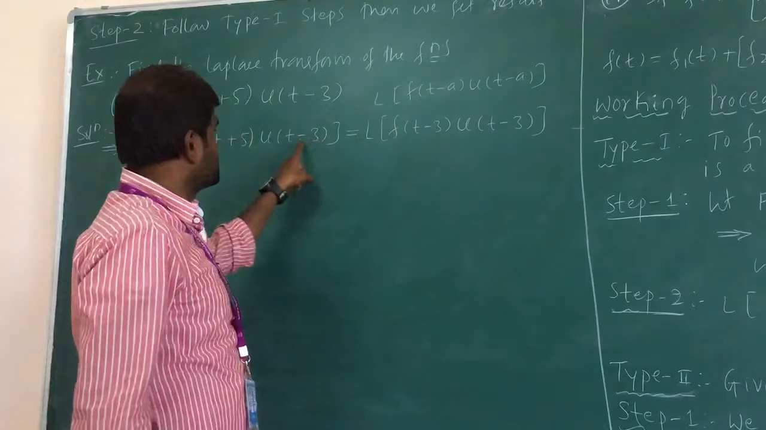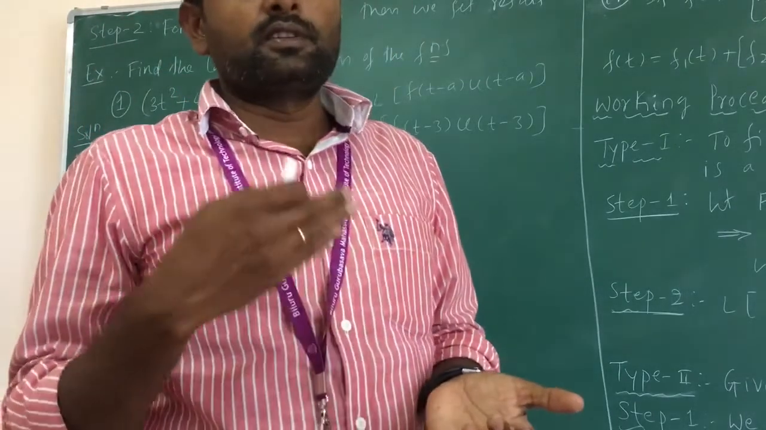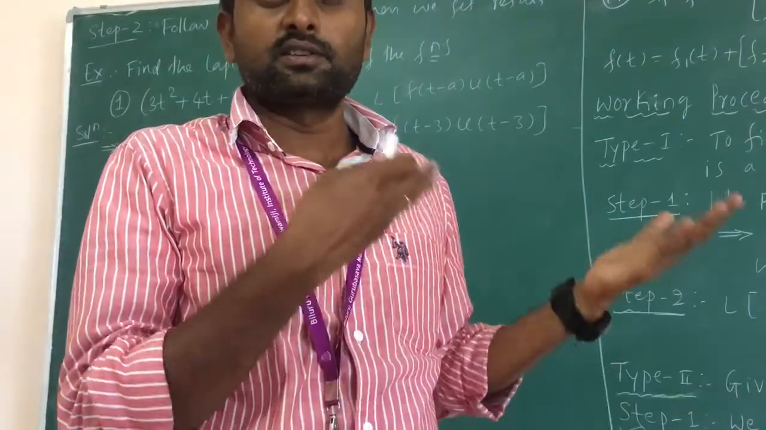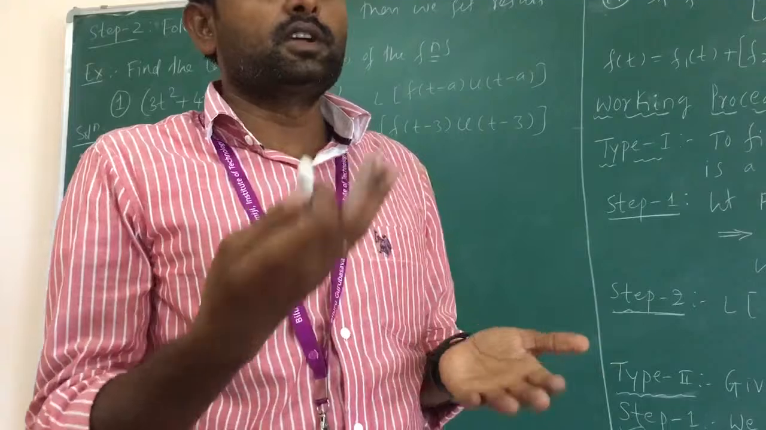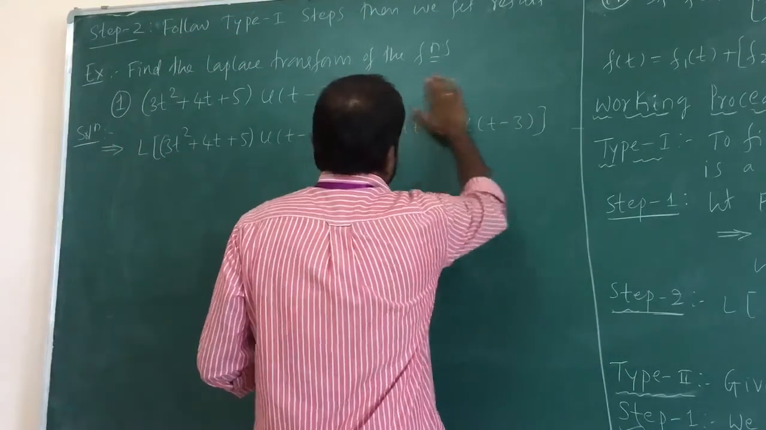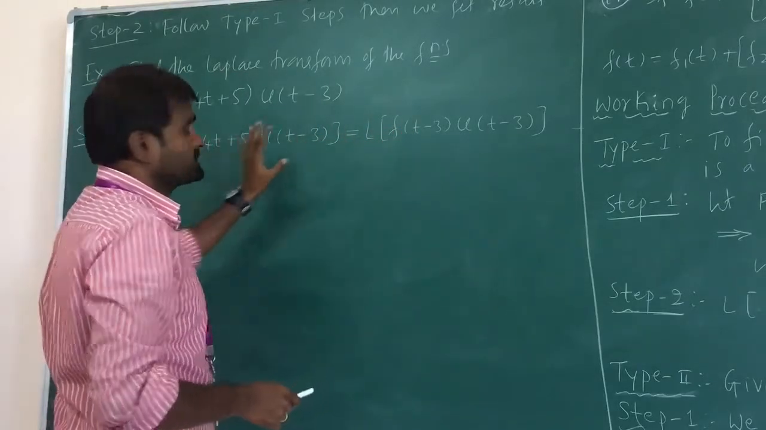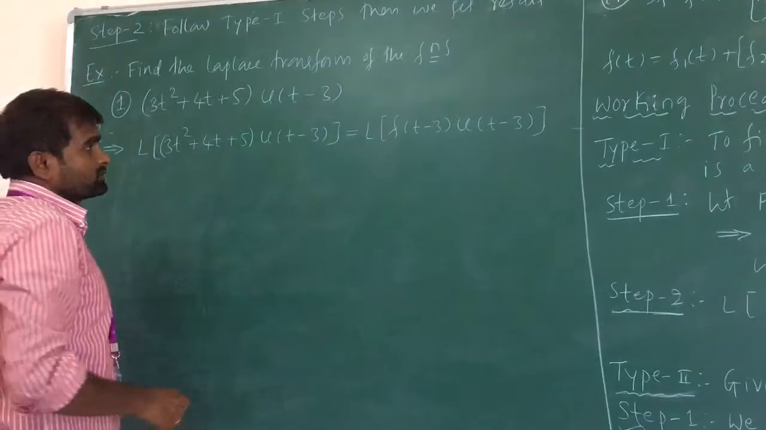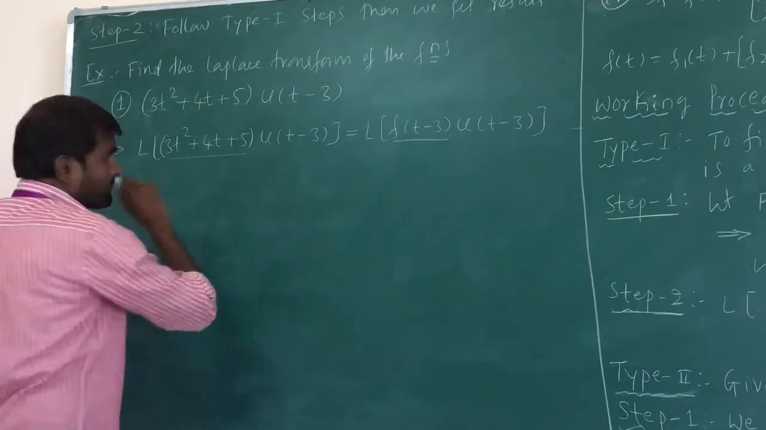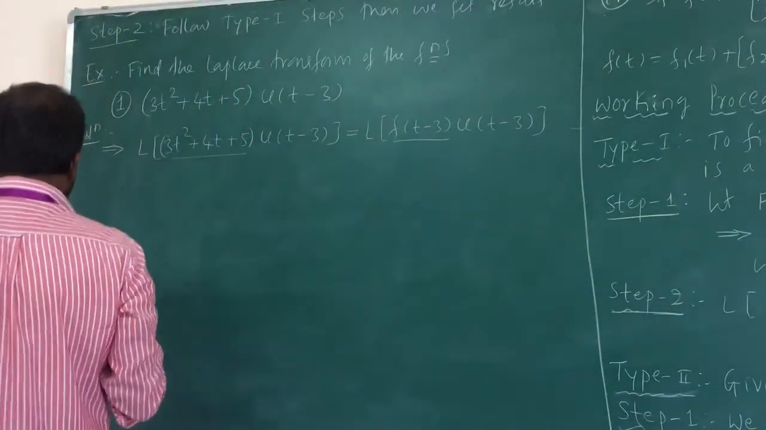So that's why I am writing this as equivalent to f of t minus 3 into u of t minus 3. Using this result, maybe a is 3, L of f of t minus a. If you compare these two, in place of f of t minus 3, we have a polynomial function.